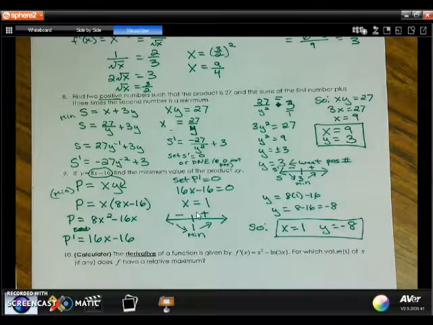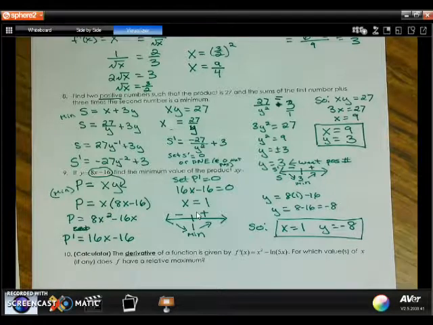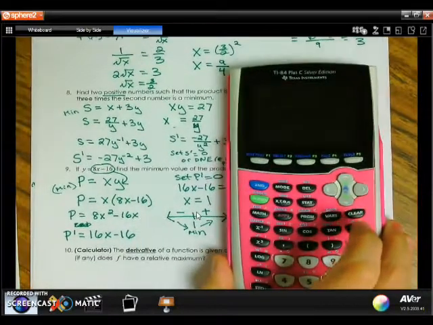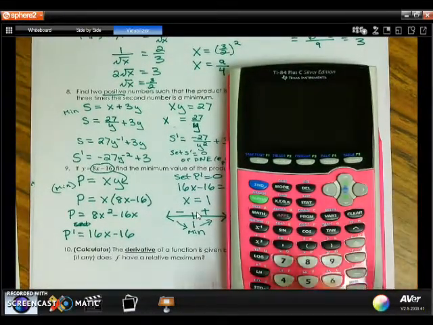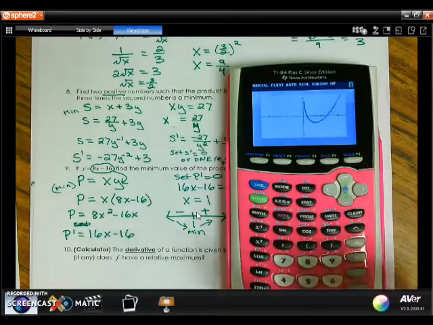Okay, so moving on to the calculator section. So it says the derivative is given by this here. For which values of x, if any, does f have a relative maximum? So here they're asking you to find the relationship between the derivative and the original. So if you have your calculator, okay, how you would type this in over here. So turn this on. Oh, I already got it in there.